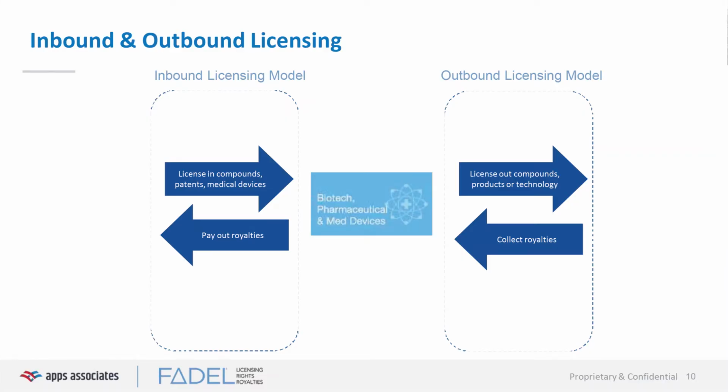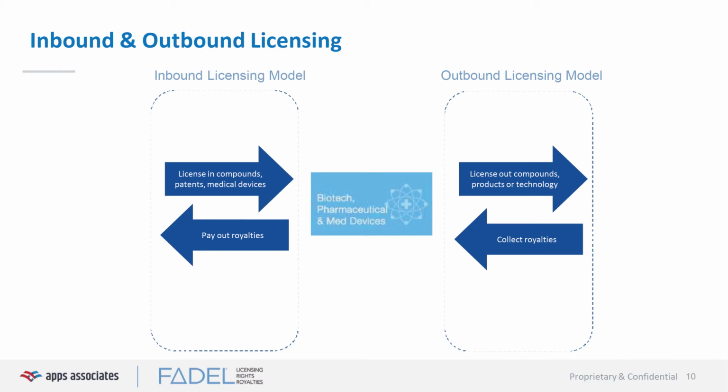Okay, so let's just take a moment to really talk about some of the core features and benefits of the IPM Suite application. First and foremost, the ability to manage both inbound and outbound licensing. Let's go back one. And what I mean by that is in every licensing deal, we have typically a licensee, somebody that's receiving intellectual property, and a licensor, somebody that's giving intellectual property to somebody.